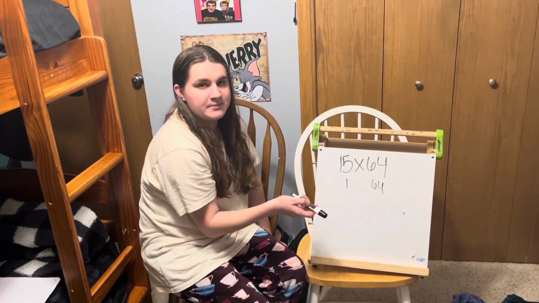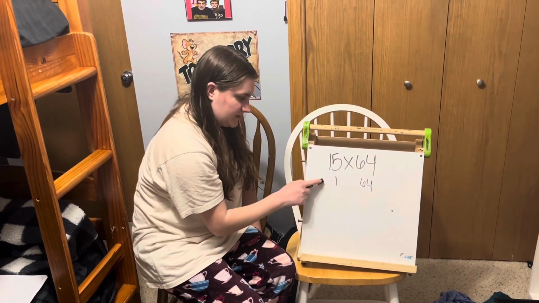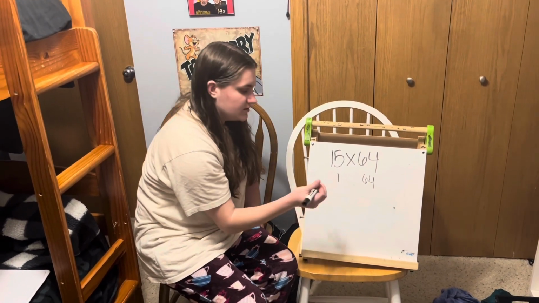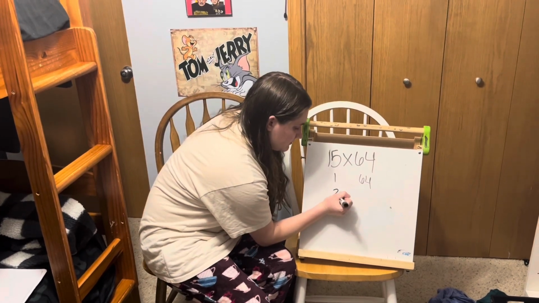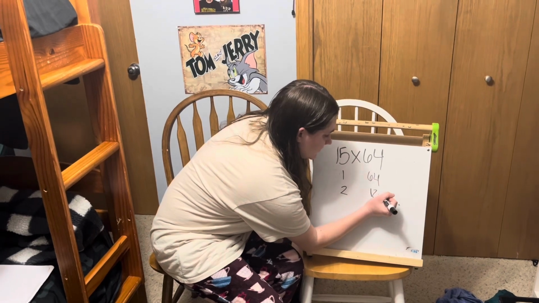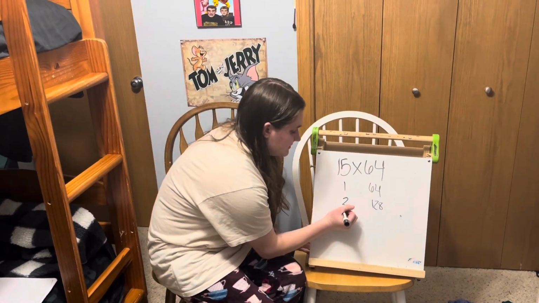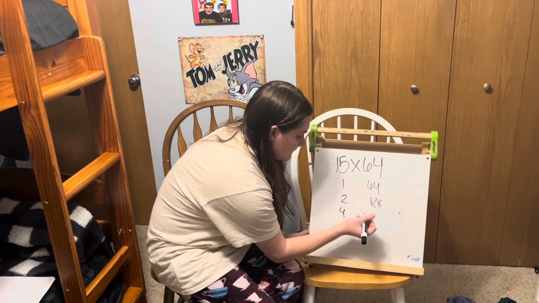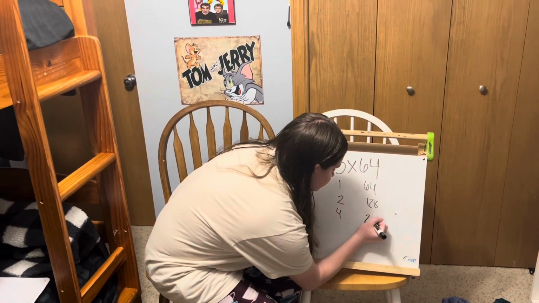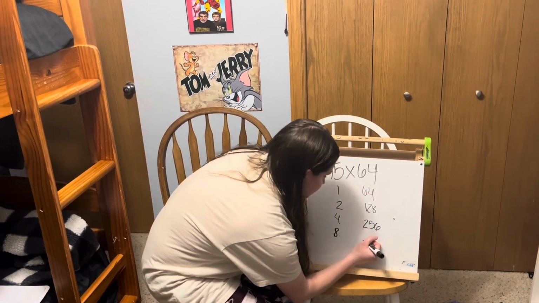Now each time we go up, we're going to be doubling each number. So 1 times 2 is 2. 64 times 2 is 128. And we are just going to repeat this process. So now the next one is going to be 4, and then 256, and then 8, and 512.